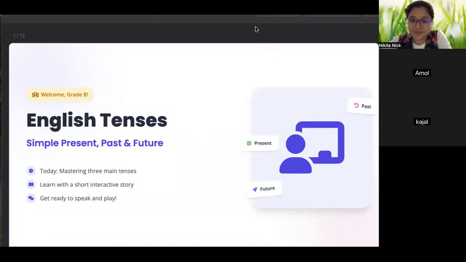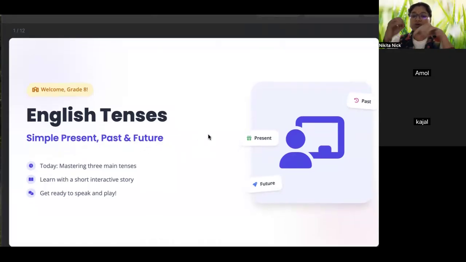Yes. Very good. Today we will learn how to master three main tenses. Which ones? Simple present, past, and future. Right? Very good. We will learn about simple present, past, and future because these three are the main tenses.